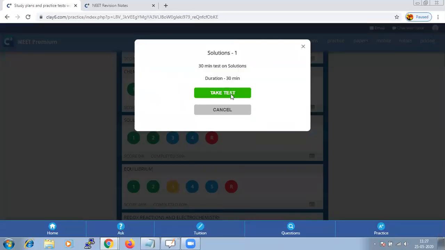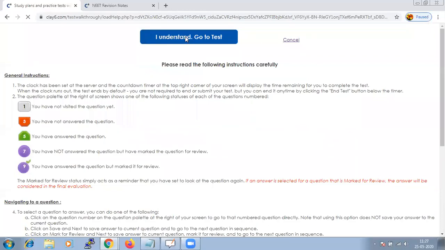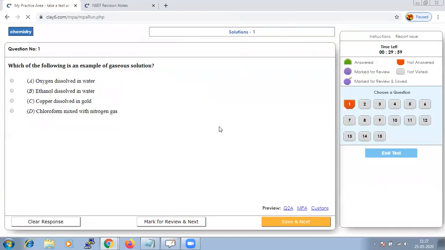Let us take the test. Which of the following is an example of gaseous solution? When you are studying solute and solvent and trying to study different types of solution, it is very important to note what type of combination we are talking about.